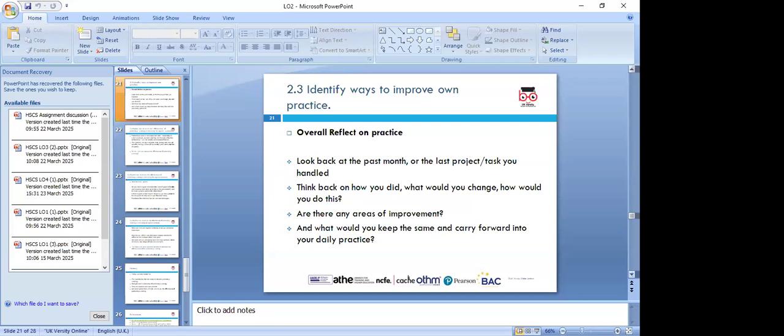You have to think back on how you did them, what could have been done better, what would you have changed, and how would you do this differently? Are there any areas of improvement you need to look at? Whether it's a church, whether it's an organization, as a person, you need to even assess yourself, how best, in a marriage or every situation, how best can you be the best husband or the best wife or the best child to.